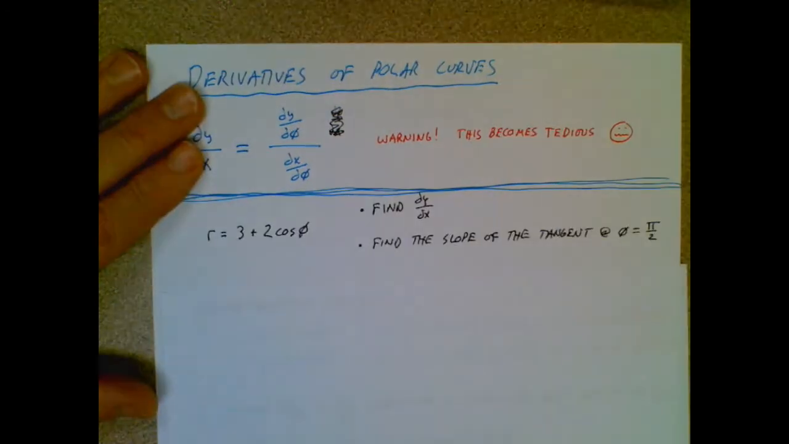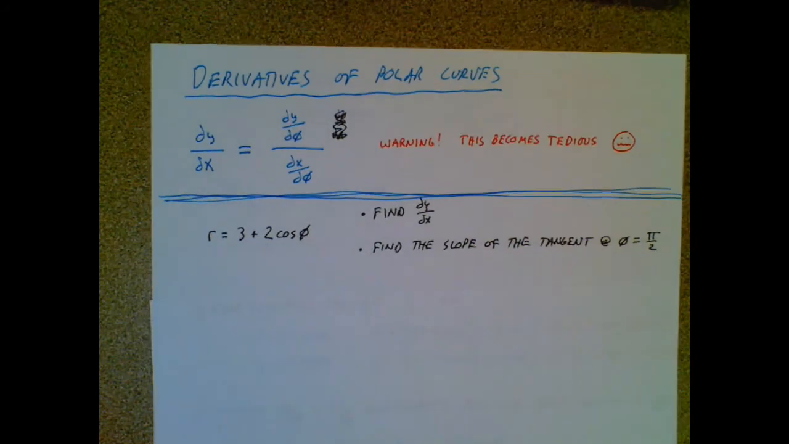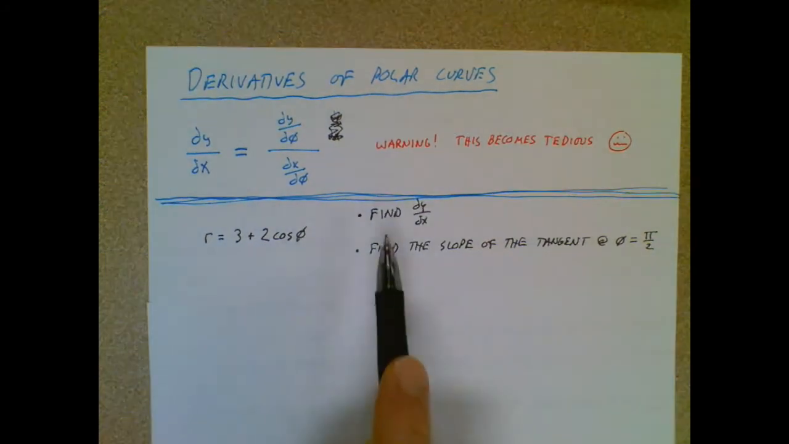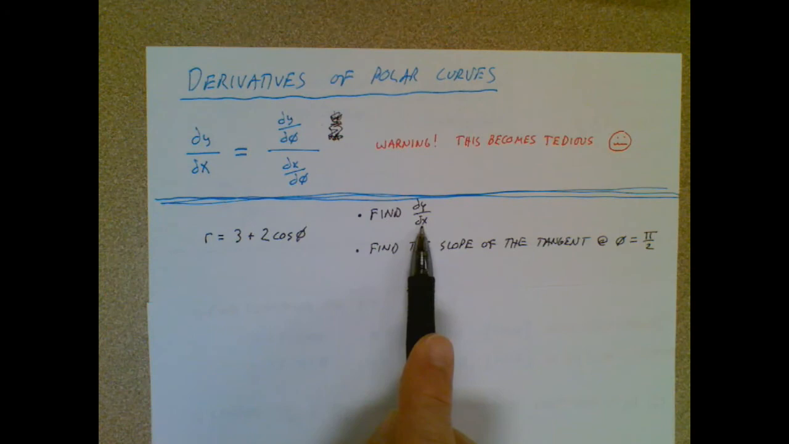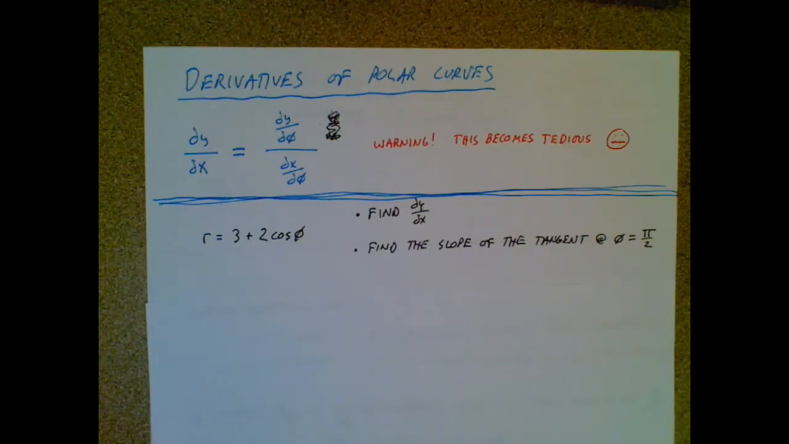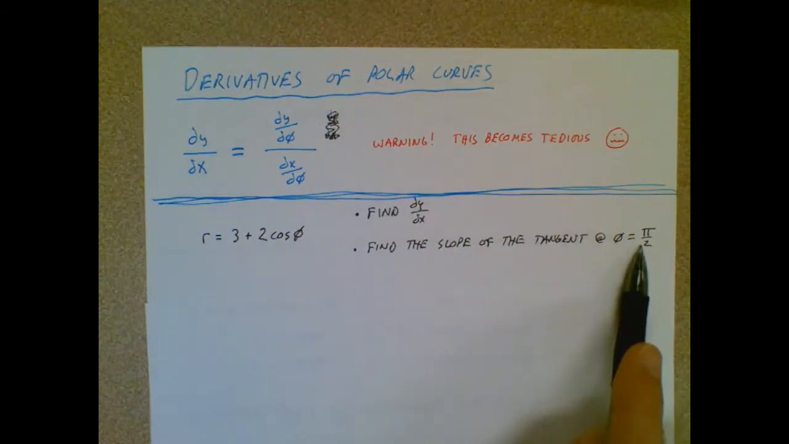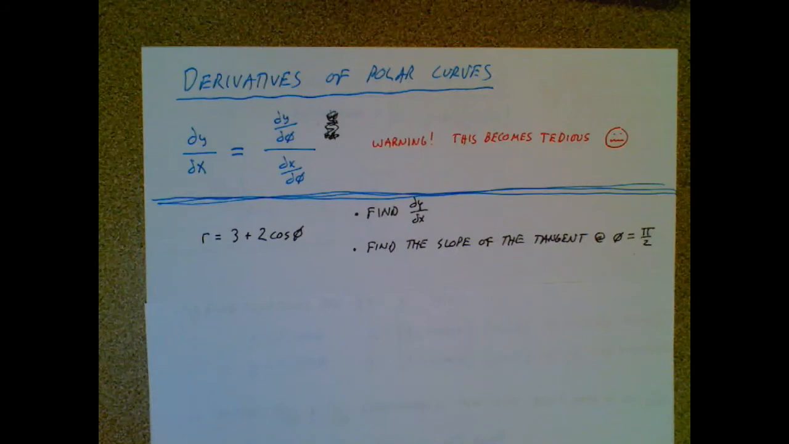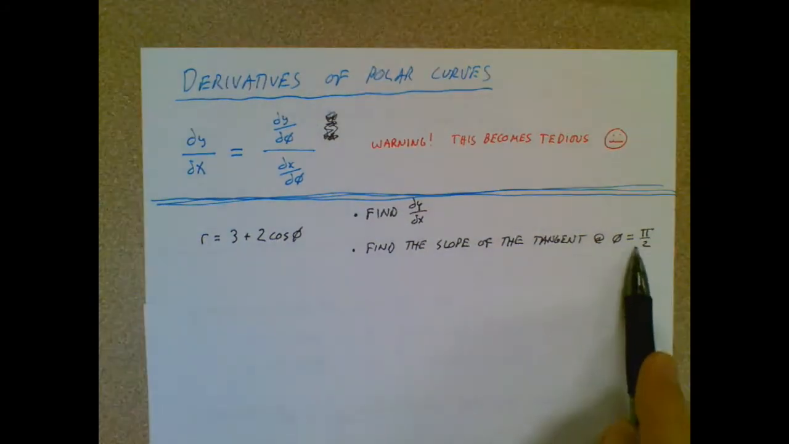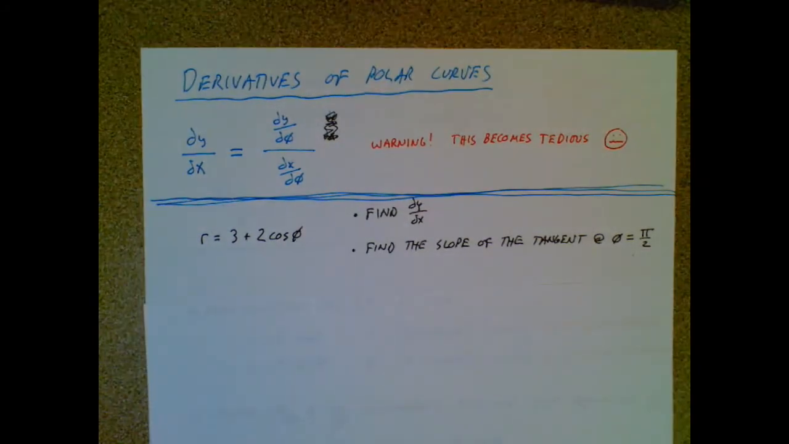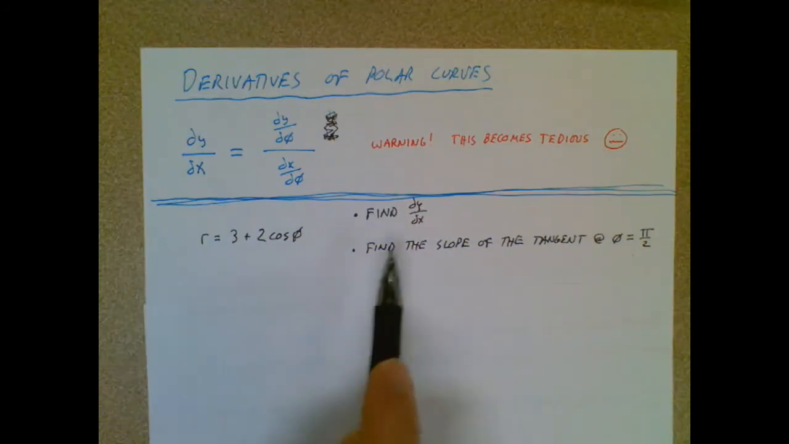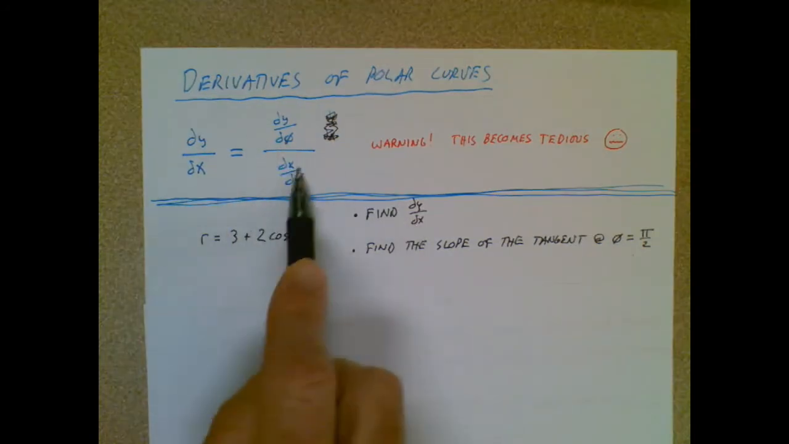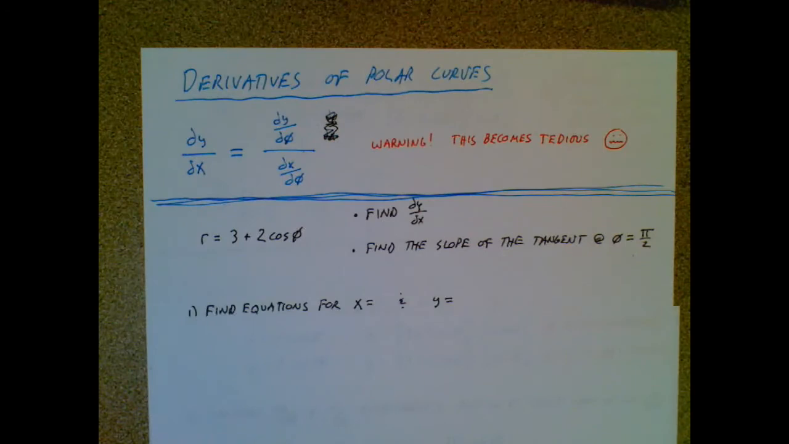So with the equation that I just graphed, we're going to do two things. We're going to find dy/dx, which is, in general, an equation that gives me the slope of that curve at any point I care about. And then we're going to find it in particular at θ equals π/2. We could find it at any θ value, as long as we're willing to plug it in.